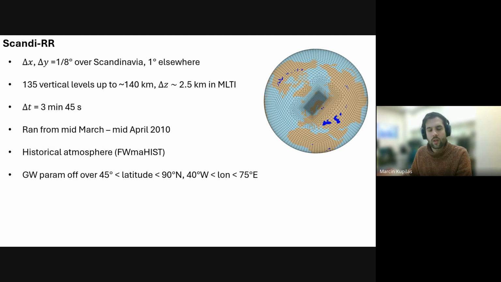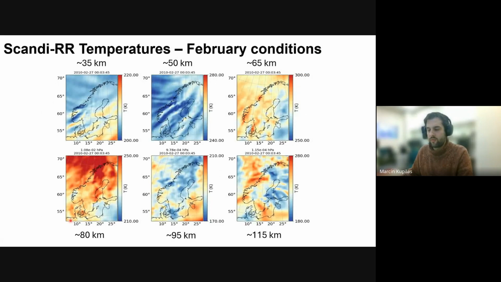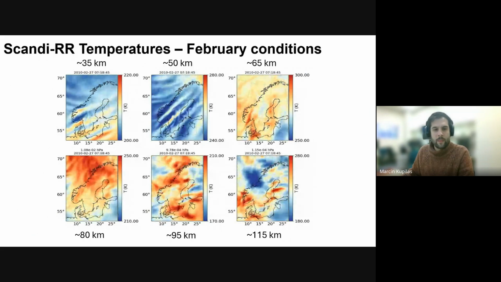And just as we've been developing, we've been running the model from mid-March to mid-April using historical forcing, and the gravity wave parameterization that is active globally has been switched off over the region mentioned here, which basically contains this entire nest region as well as some parts outside of it. So just to show some results that we've been having, some of you might have seen some of this already.